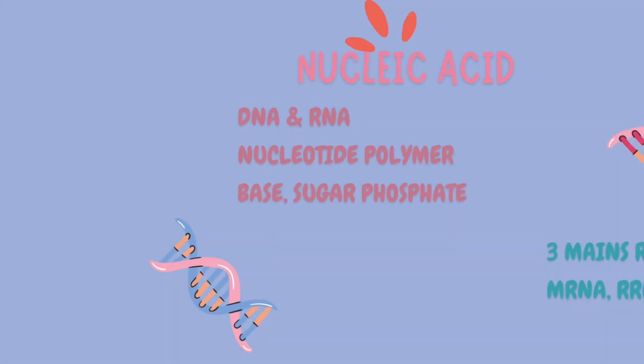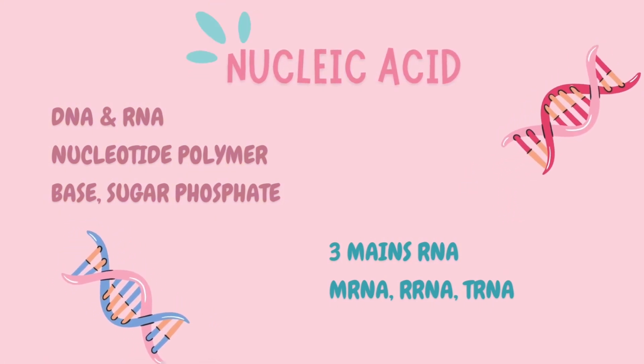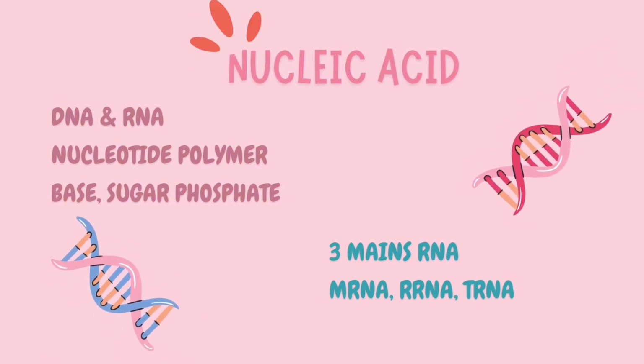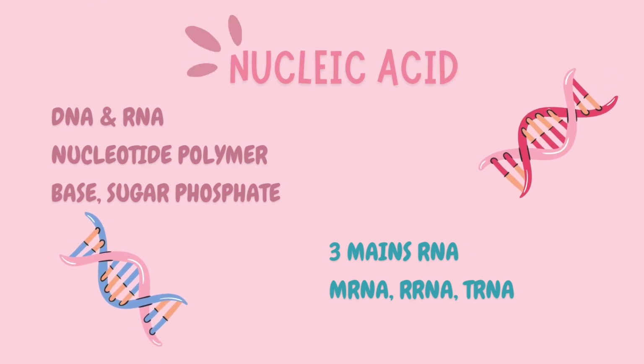The second is nucleic acid. Nucleic acid consists of DNA and RNA. Nucleic acid is a nucleotide polymer, meaning it is composed of many nucleotides. Each nucleotide is composed of nitrogen bases, pentose sugar, and phosphoric acid. In short, it is phosphate sugar.